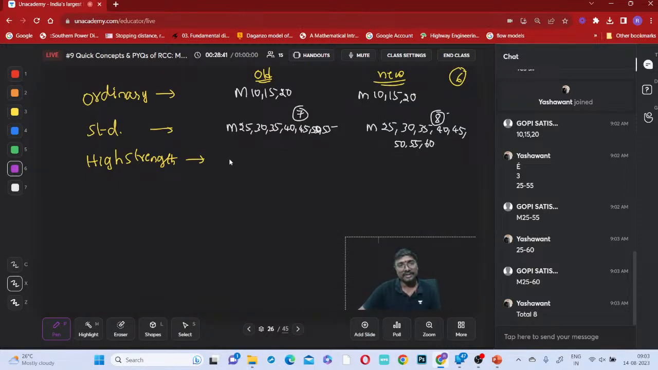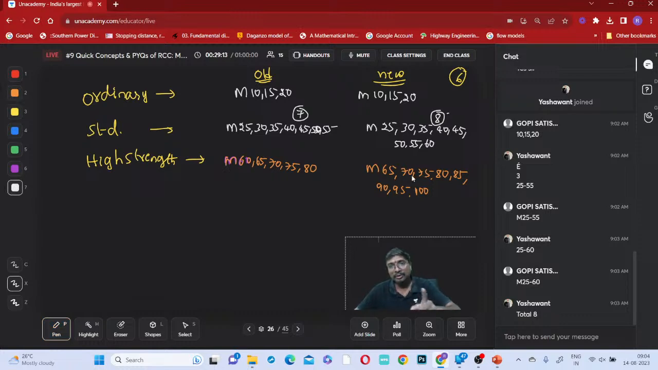Okay. So here, what can you say next? M60, 65, 70, 75, 80, up to this M80, right? 1, 2, 3, 4, 5 are there. Now as per the new specifications, M65, 70, 75, 80, 85, next 90, 95, and M100. Up to this M100 also it is valid or not, everyone? So this is total how many?